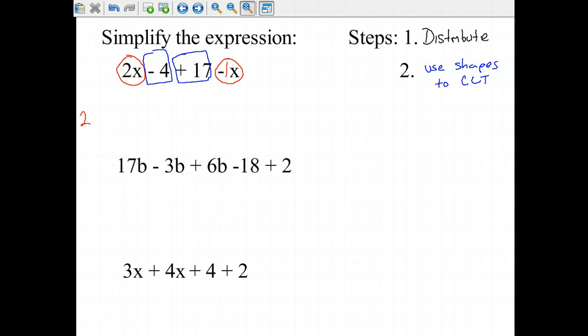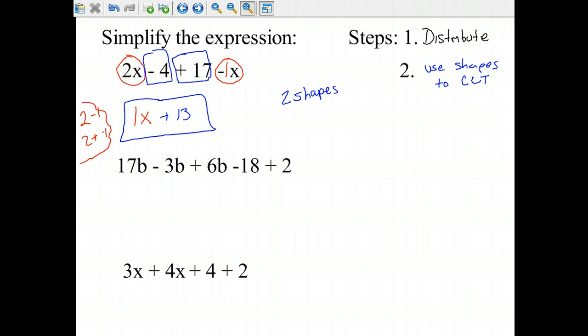Off to the side, I'm thinking, what's 2 minus 1, or even 2 plus negative 1? And that answer is 1x. This is my thought process over here. And now we have negative 4 plus 17, and you're doing that off to the side too. You can use your calculator for that. Negative 4 plus 17 is positive 13. That is our answer. Here we had 2 shapes that we used, circles and squares. Notice that we had a final answer that had 2 terms in it, the x and the 13. Go ahead and try the next 2 on your own using shapes.